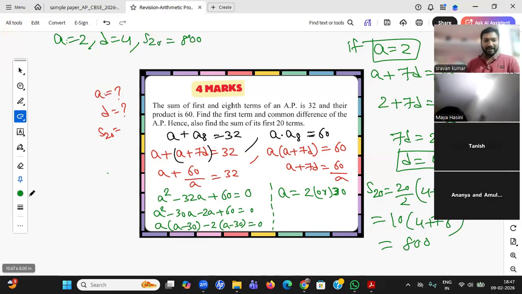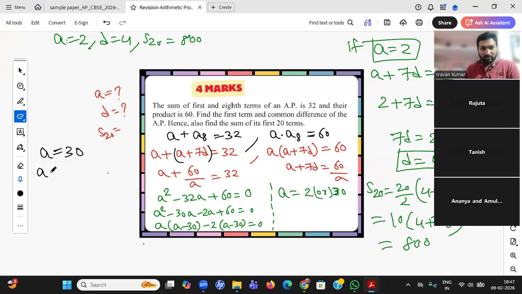Okay, let me go with another case. Rujita, are you getting it, student? Sir, after a plus 60 by a is equal to 32. A plus 60, where is a plus 60? I am getting a plus 70 always. No, sir, not there. Like the first one. Yeah, there. After a plus 60 by a is equal to 32.